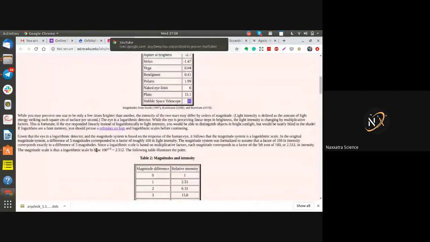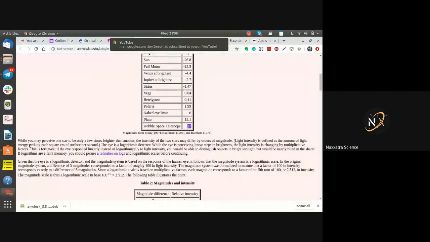So now look, let's read this quickly. While you may perceive one star to be only a few times brighter than another, the intensity of these two stars may differ by orders of magnitude. The eye is a logarithmic detector. While the eye is perceiving linear steps in brightness, the light intensity is changing by multiplicative factors. So what they're really trying to say is that the magnitude system is a logarithmic scale, all right?